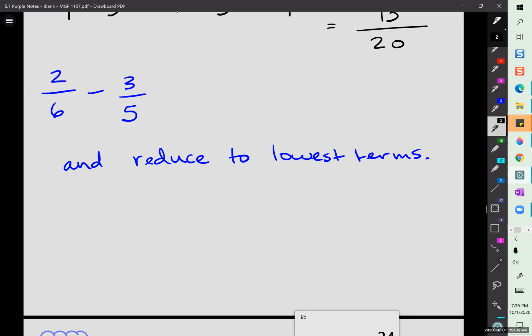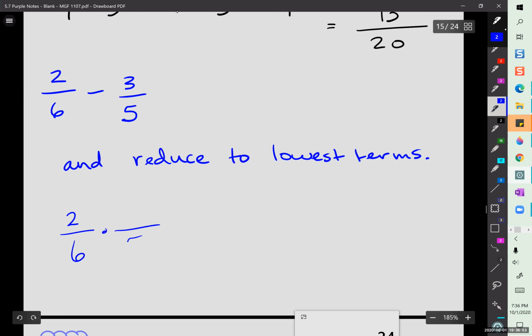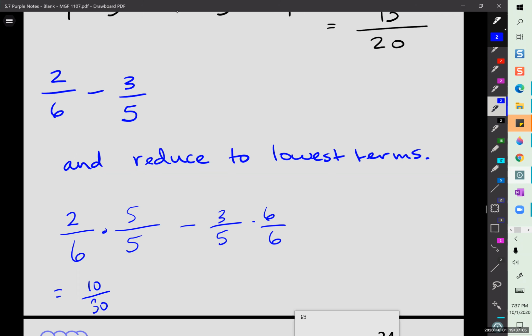Do we agree in this case, the least common denominator I could probably get is 5 times 6, right? So I'm going to take 2 over 6 and multiply it by 5 over 5, minus 3/5 and multiply it by 6 over 6. Top times top would be 10, bottom times bottom is 30. So the first fraction becomes 10/30ths in its equivalent form minus 18/30ths. So we get negative 8 over 30, which is the correct value.